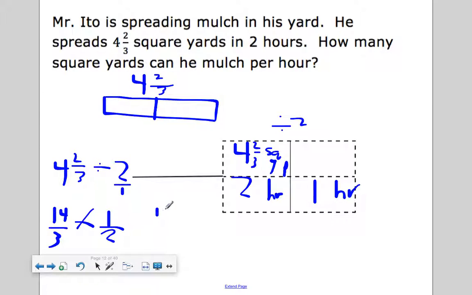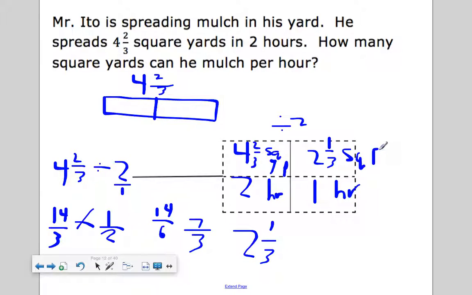So I multiply, I get 14/6. Can you simplify 14/6? Yes, you can. 7/3. Do you know another way to say 7/3? Can 3 go into 7? 2 times. That's 6. You have 1 left over. So the answer is 2 1/3 square yards for each hour, per hour, for 1 hour. So that's what Mr. Ito can do.